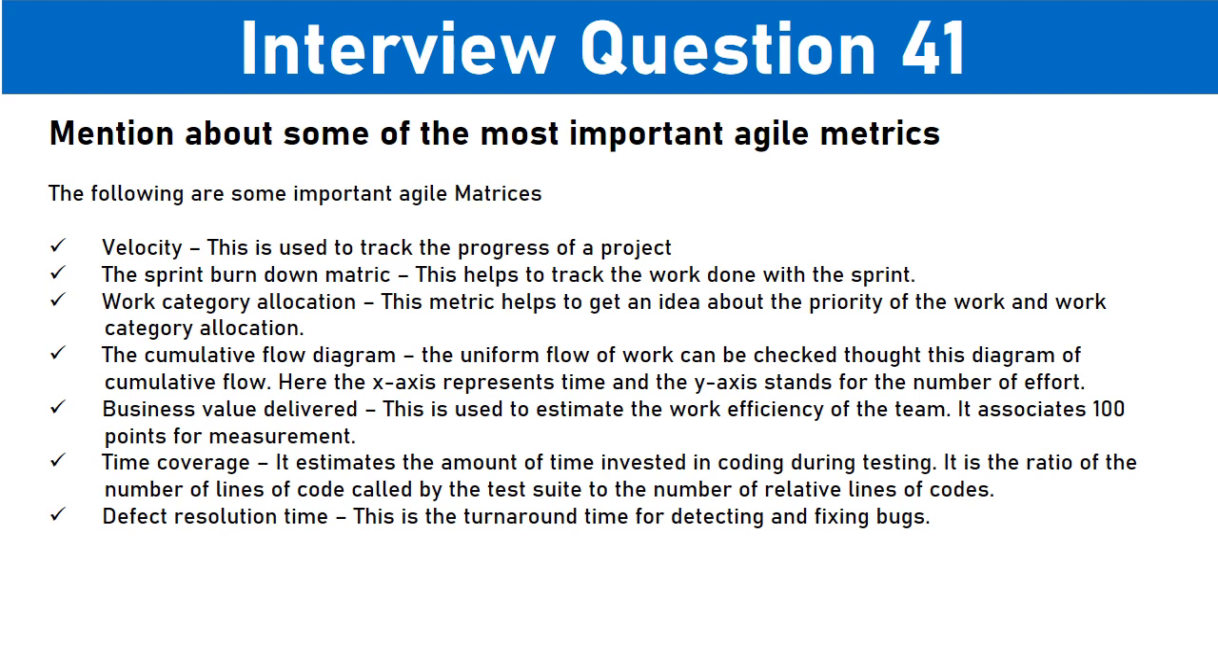Velocity. This is used to track the progress of a project. The sprint burn-down metric. This helps to track the work done within the sprint. Work category allocation. This metric helps to get an idea about the priority of the work and work category allocation. The cumulative flow diagram. The uniform flow of work can be checked. In this diagram of cumulative flow, the x-axis represents time and the y-axis stands for the amount of effort.